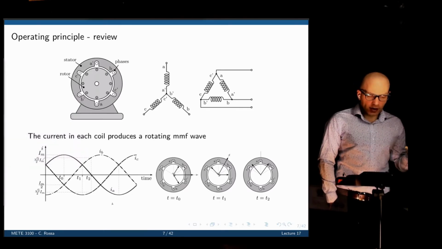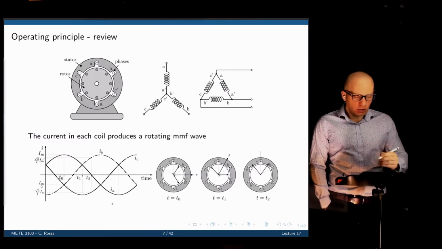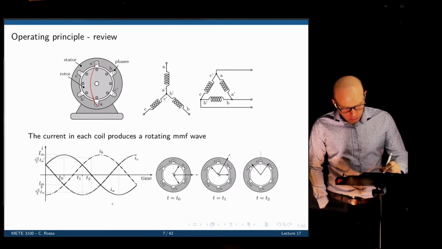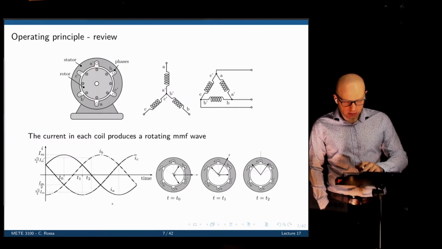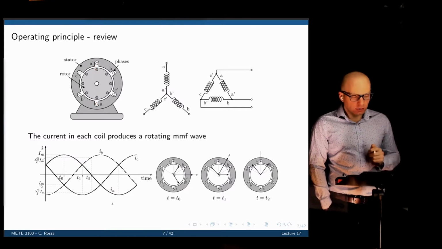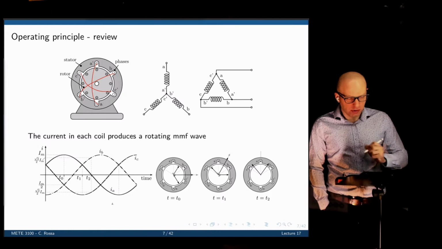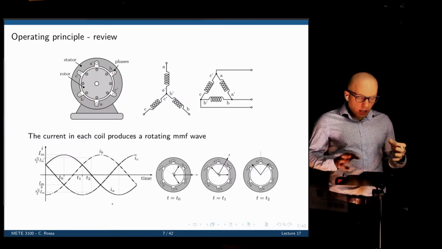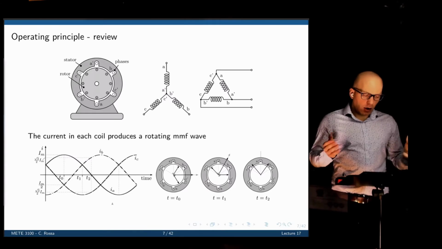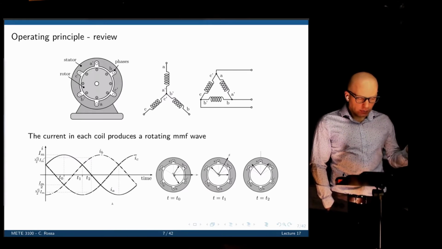We have three phases, three coils. Each coil is connected to a phase. Each phase has two coils that are connected in series like that. So this would be a two-pole machine. We have coil A here, coil B there, and coil C right there. And now we take these three coils and we give them an alternating current at a given frequency.